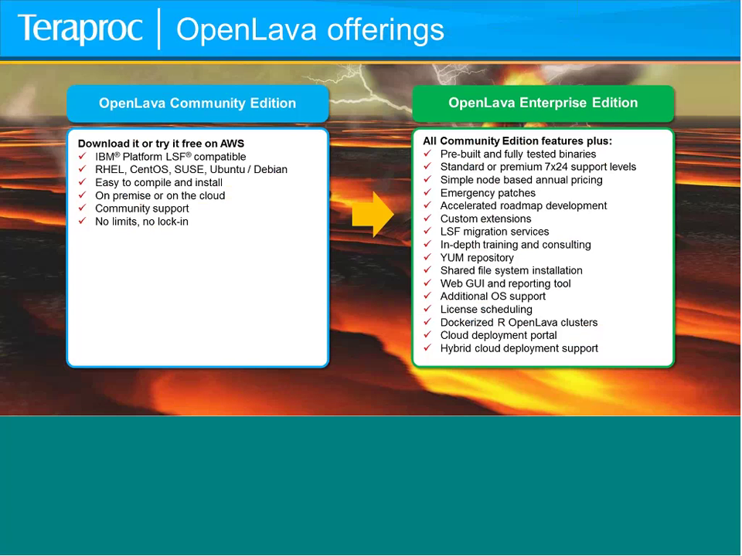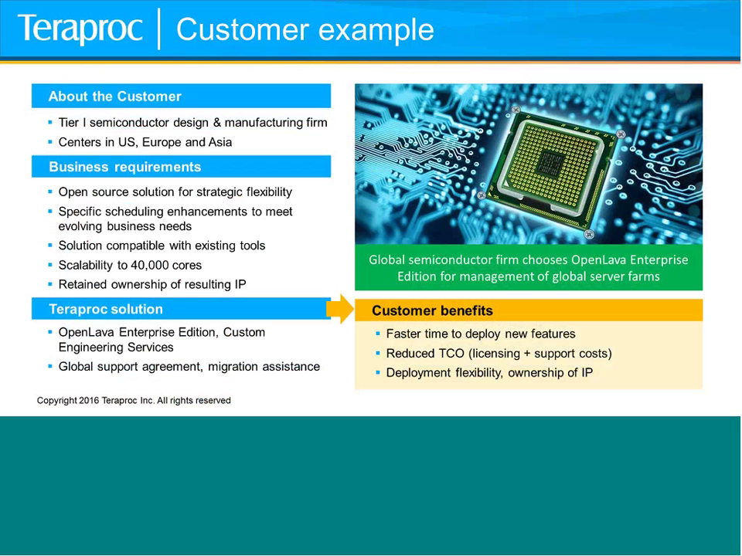Then if you decide to really move into the production environment, there's this enterprise edition, which adds additional capabilities into it, and also you have expertise behind it to provide you 24/7 support. One example is a customer, a tier 1 semiconductor design and manufacturing firm, and they are in the mode of expanding their infrastructure at a very fast speed, right?